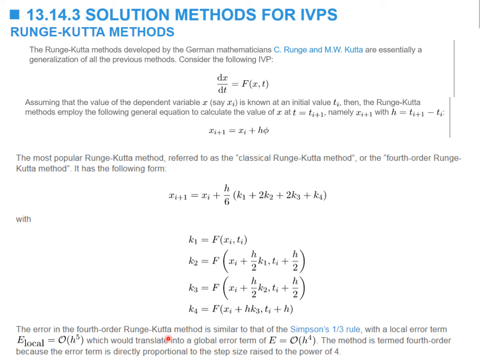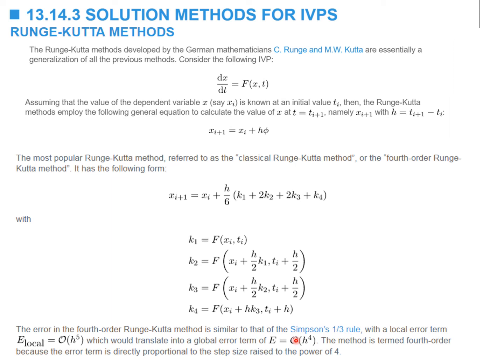This method is similar, has an order similar to the Simpson's 1/3 rule. The local error is directly proportional to h^5, and the global error term is directly proportional to h^4. So you can see, while it has lots of computations, you need to evaluate the slope several times compared to the previous methods. However, it renders the computations much more accurate in comparison to all the previous methods.